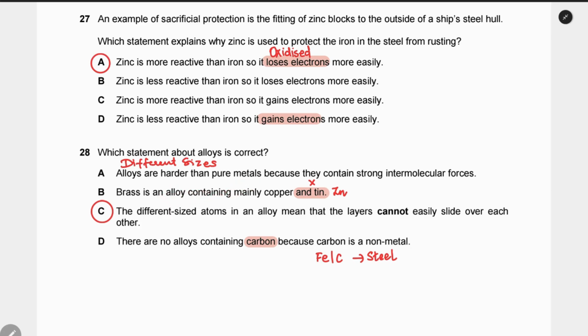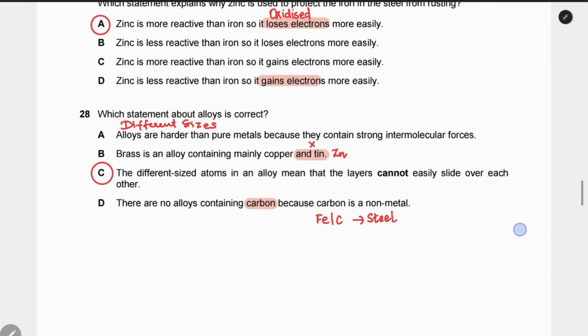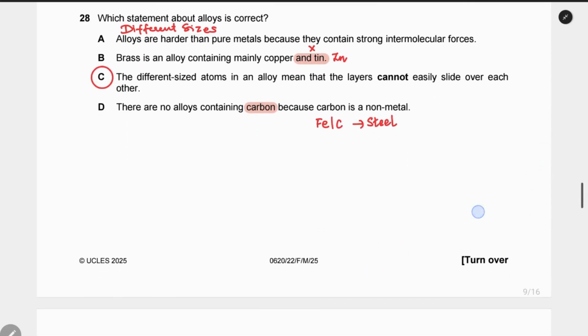Brass is an alloy containing mainly copper and tin. No, it contains copper and zinc. The different size atoms in an alloy mean that the layers cannot easily slide over each other. Yes, they cannot slide over each other and they also have different size atoms. There are no alloys containing carbon because carbon is a non-metal. No, we do have an alloy called steel, which contains iron plus carbon. So the answer is C.